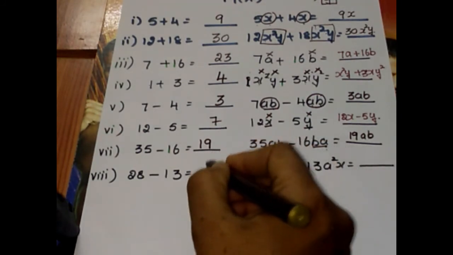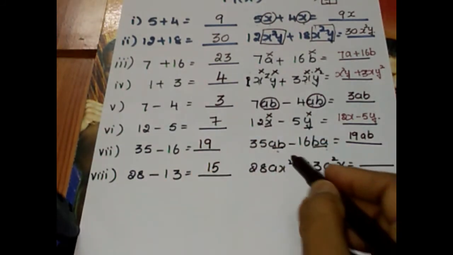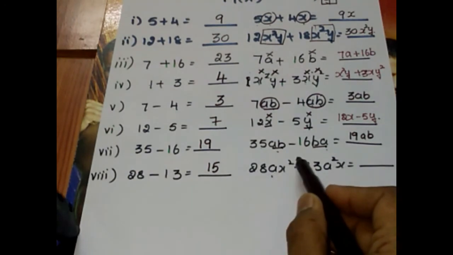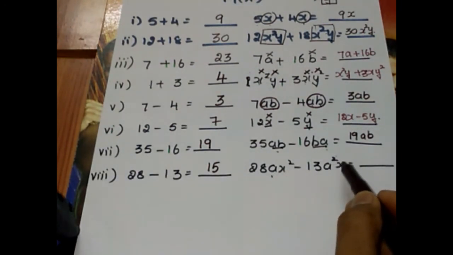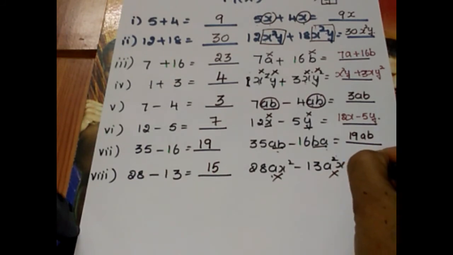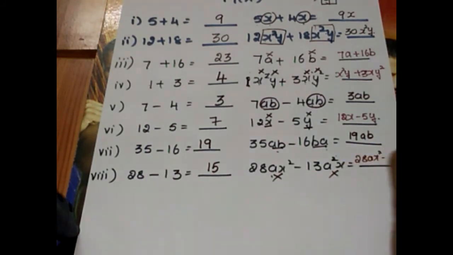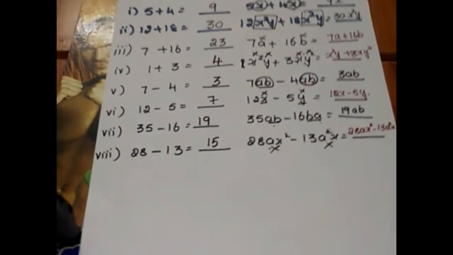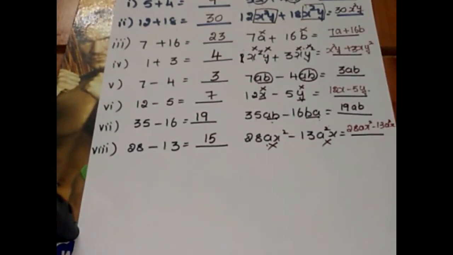Next, 28 minus 13 is 15. In the algebraic expression, ax square and a square x, of course they are not at all the same, so we can say that they are unlike terms. So we write the solution as 28ax square minus 13a square x, where we cannot subtract. By solving these 8 problems along with like terms and unlike terms, we learned 2 more concepts.